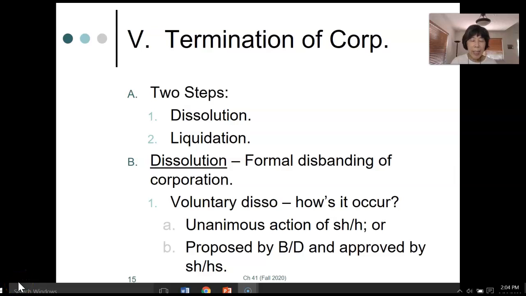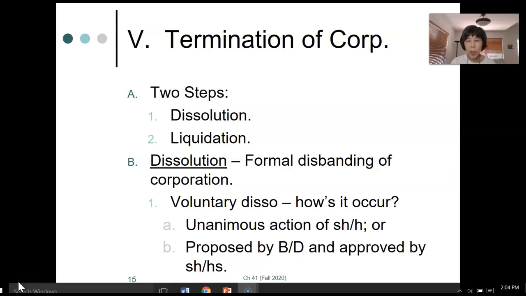So this is the last section. This is part 5 for chapter 41. And so far, what have we looked at in chapter 41? We have looked at the merger, the consolidation, we have looked at the purchase of assets and the sale of stock, all as possible events that could happen upon the maturing of a corporate entity.